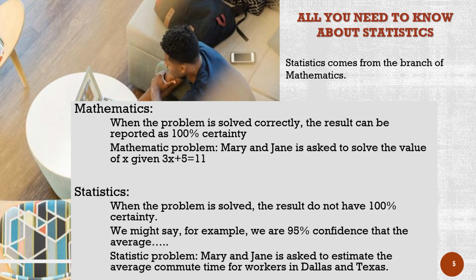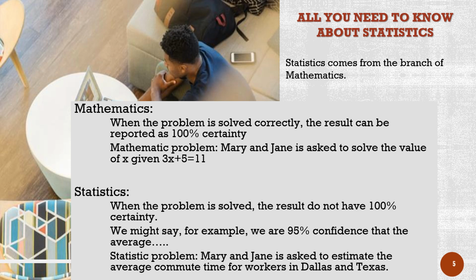Whereas in statistics, when the problem is solved, the result will not have 100% certainty. So basically in statistics, we will have, for example, 95% confidence that the average of this and so on. So in statistics, we will not have this 100% certainty.